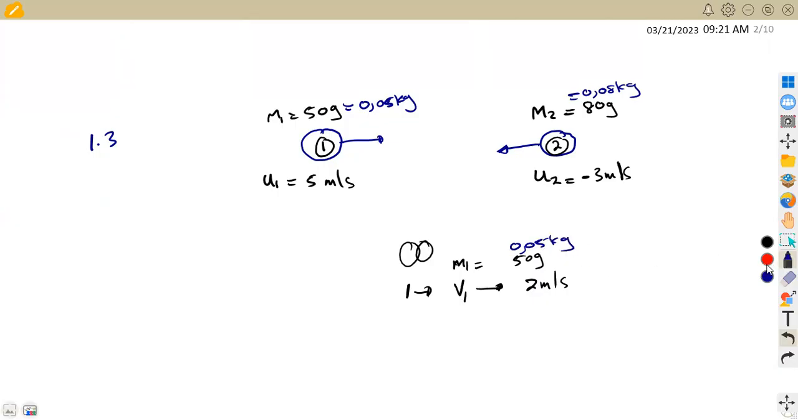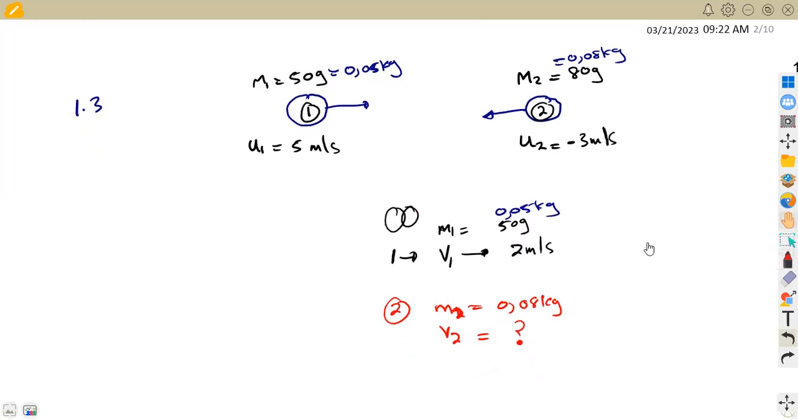For the second ball, we do not know what is going to happen, but we know its mass is not going to change. It remains at 0.08 kgs. This is the second ball, so it's M2. Its final velocity, and its direction, are what we do not know.